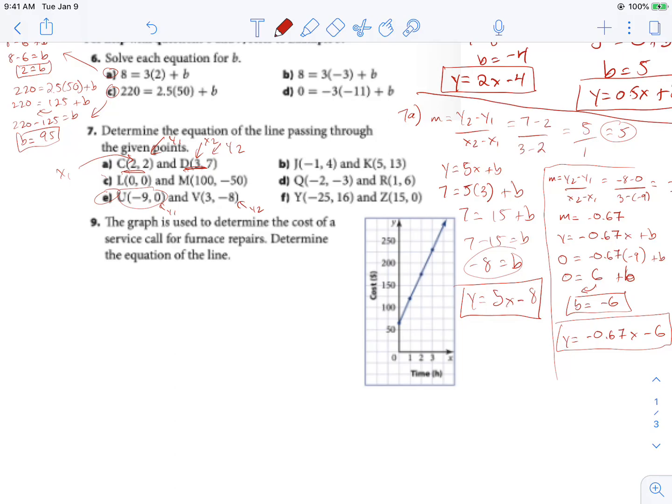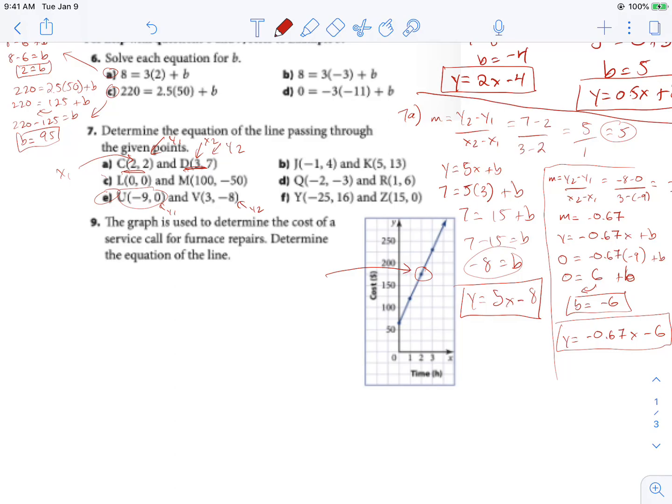Okay, for 9, it says this graph is used to determine the cost of the service, and it asks us to determine the equation of the line. So this is nice and easy for us because we can just do what we just did in 7. Pick any 2 points that you might like. So I'm definitely going to pick this point here because it's really easy to read.